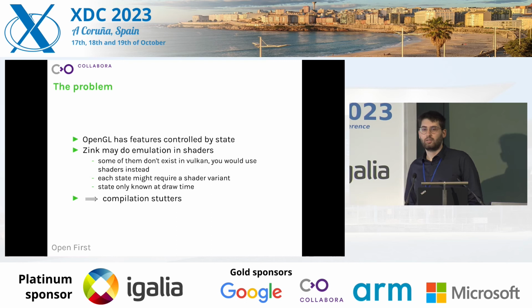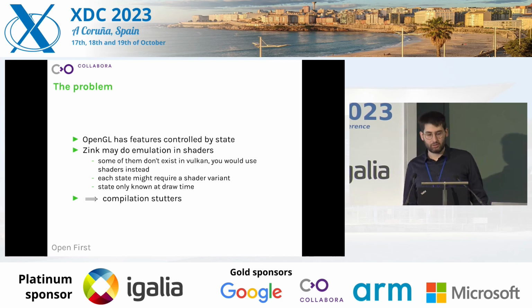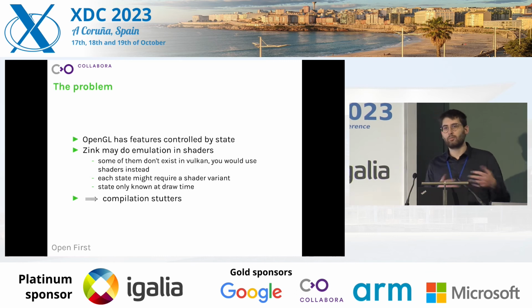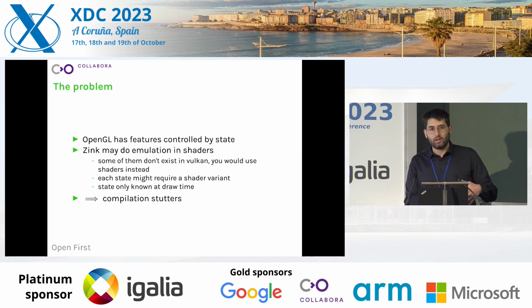So the problem we're facing is in OpenGL, there are a lot of ancient legacy features that are controlled by state. So for example, things you said, well, GL set something and that something affects some feature that doesn't exist anymore in hardware or just Vulkan doesn't expose, that you normally do with shaders in Vulkan. And so nowadays, those things will be done in shaders. So Zink has to emulate those features with shaders.